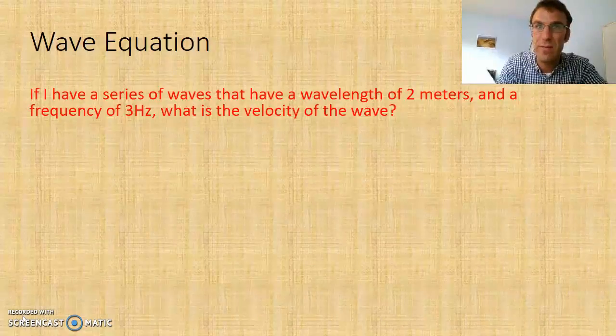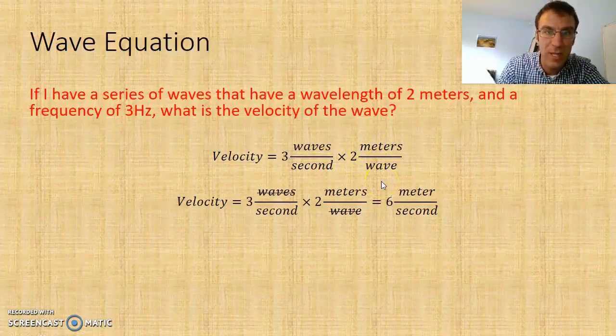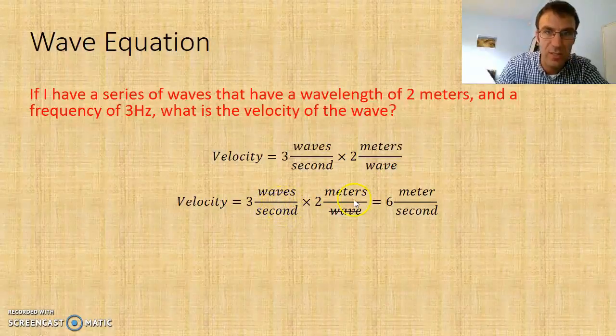Well, it's just going to be three waves with 2 meters per wave. It's going to be 6 meters per second. Let's just look at it here. I've got velocity equals 3 waves per second times 2 meters per wave. And when you think about it, the waves are just going to cancel out. So this is waves per second, so this is a frequency, 3 hertz times 2 meters, and that is going to give me 6 meters per second.